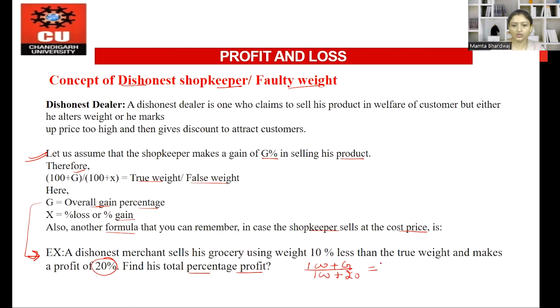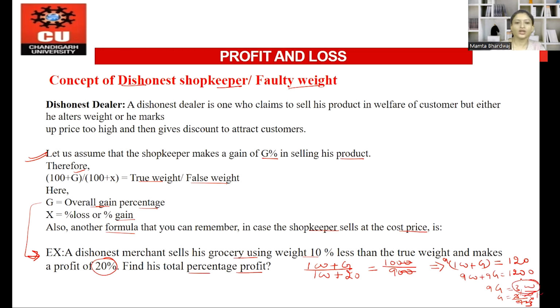So let's assume that the true weight is 1000 and he sells the grocery using a weight 10% less than the true weight. It means 900. He is using, let's say, 900 grams instead of 1000 grams. So this into 9 equals 120, right? And this becomes 1200, 300 into 100.